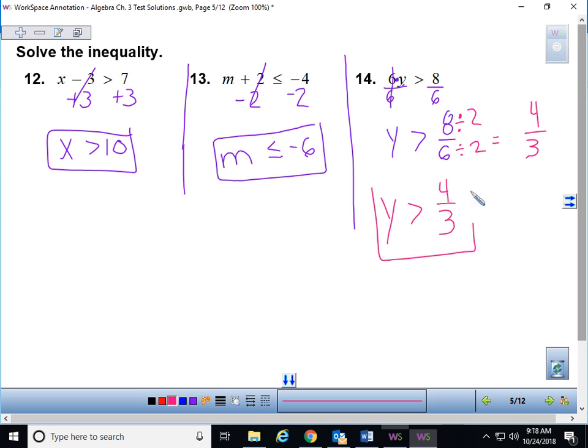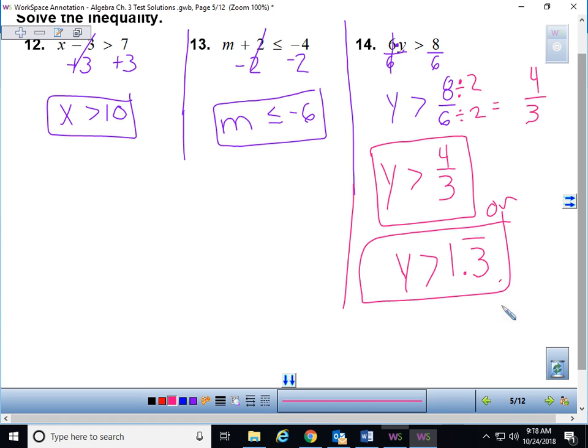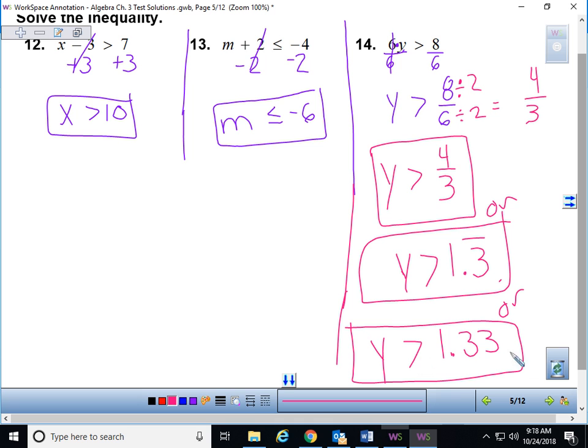That's definitely one answer. I saw a lot of you want to do decimals, and that's fine. If you did decimals, it actually is a repeating decimal. This is y is greater than 1.3 repeating. Some of you just rounded to the tenths or the hundredth spot. Or you have y is greater than 1.3 or 1.33 if you round. Any of these were acceptable answers. I personally prefer fractions, but that's just me. And if you did decimals, here are equivalent answers.